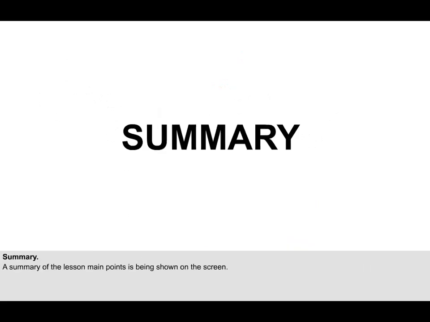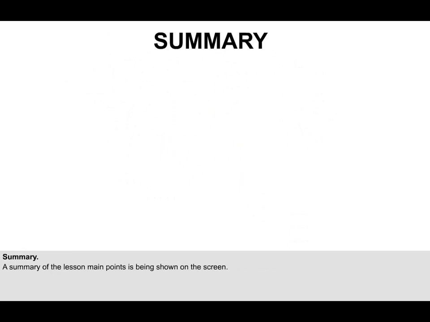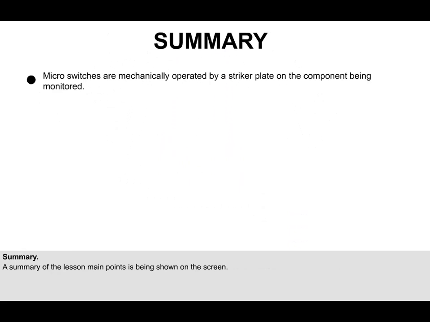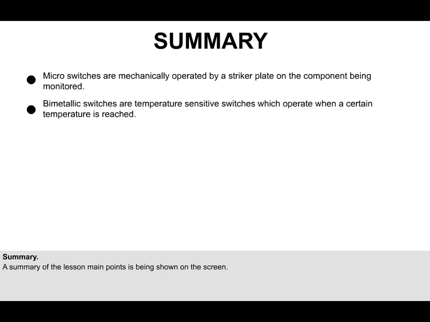That is the end of the lesson. Here are the main points. Microswitches are mechanically operated by a striker plate on the component being monitored. Bimetallic switches are temperature-sensitive switches, which operate when a certain temperature is reached.